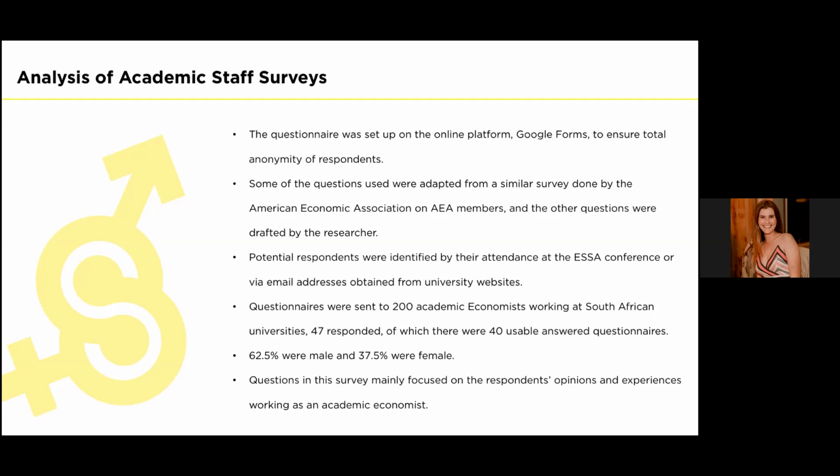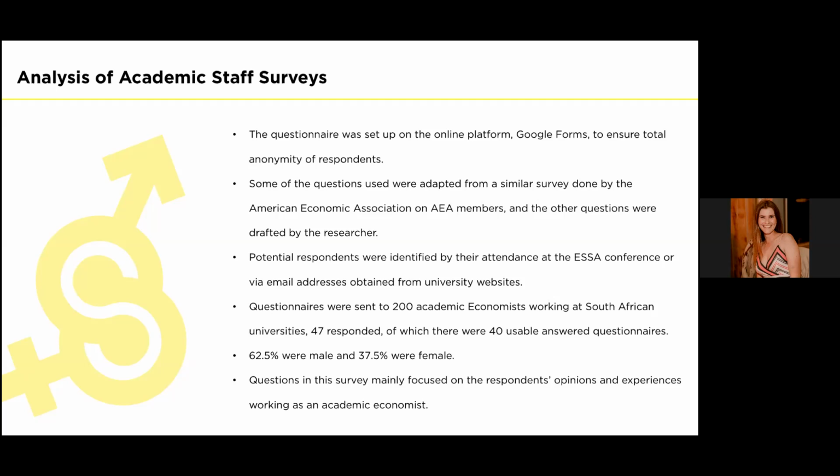This survey was set up on an online platform to ensure that respondents remain anonymous. Some of the questions were adapted from a similar survey that was done by the American Economic Association on AEA members, and other questions were drafted by the researcher. Potential respondents were identified by their attendance at the ERSA conference in Joburg last August. Additionally, email addresses of academic staff working in the economics departments of various South African universities were also obtained via the universities' websites.